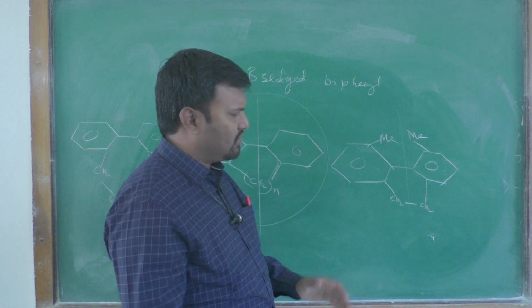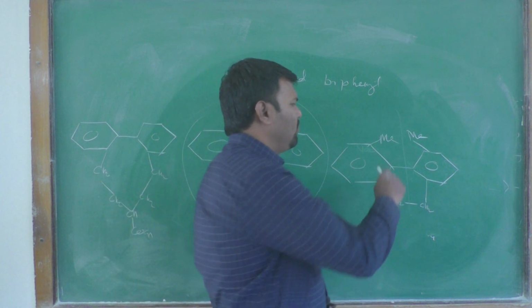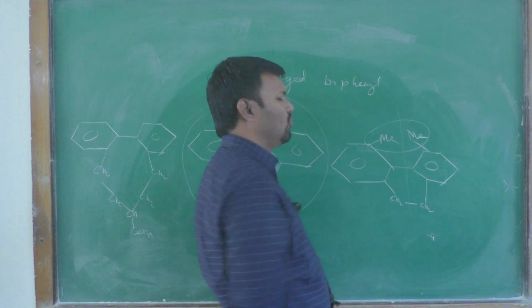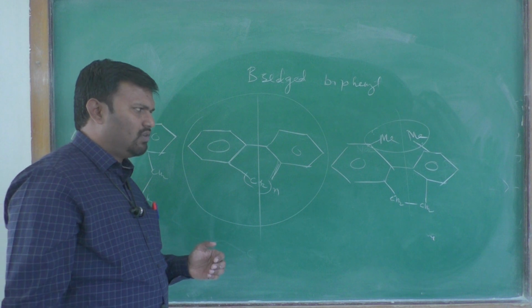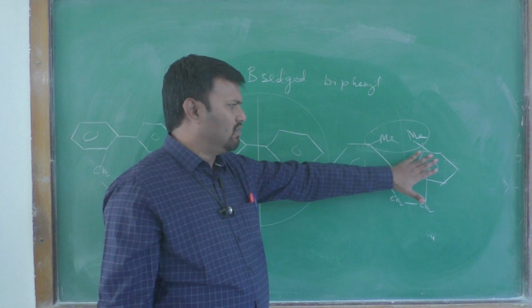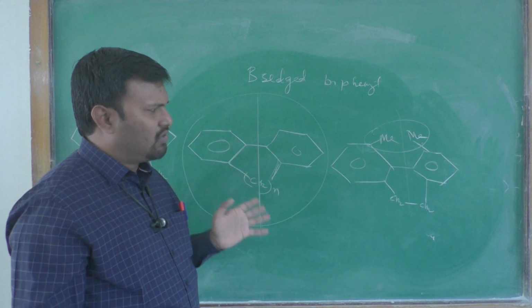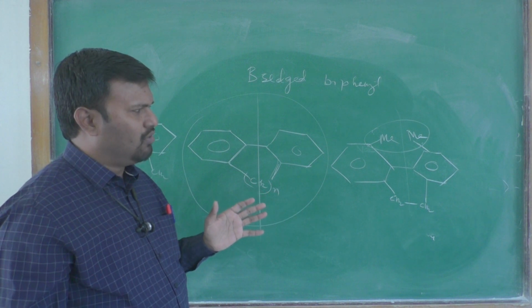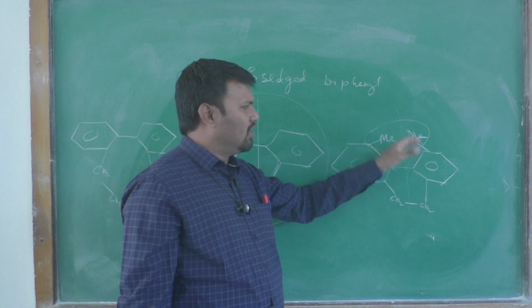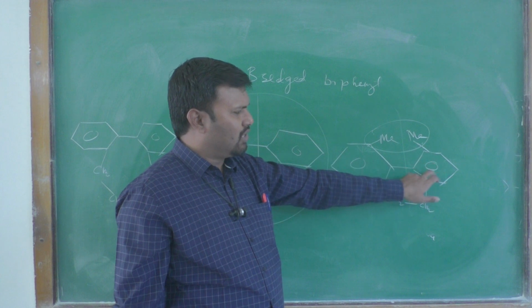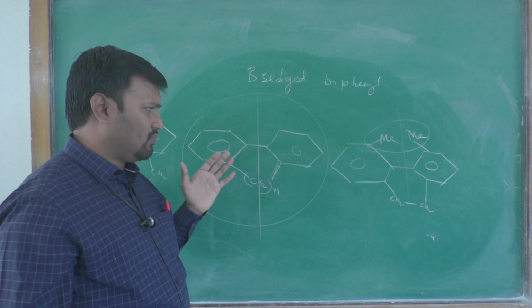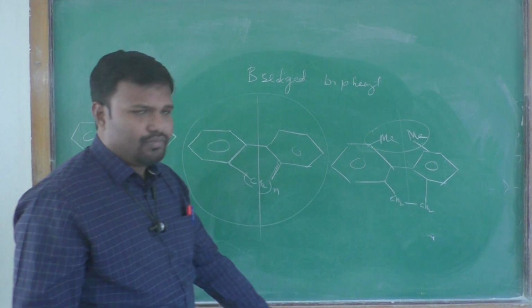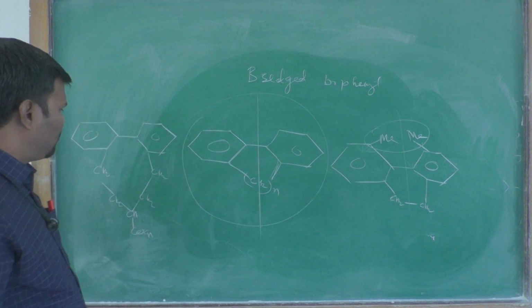Such a condition is obtained when you have these two groups, and the ortho groups should be bulkier. If they are not bulkier, then it gets planar and does not show optical activity. But if these are bulkier, then in this molecule the second ring gets horizontally planar and therefore it becomes optically active.